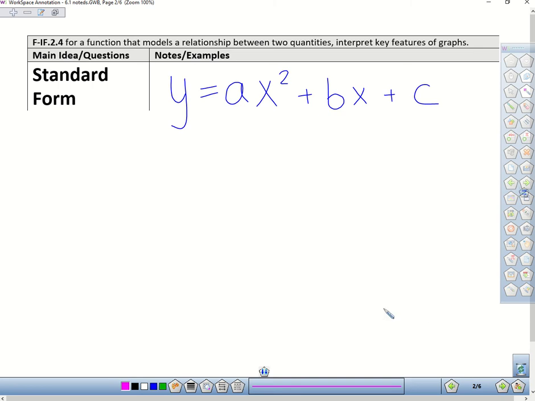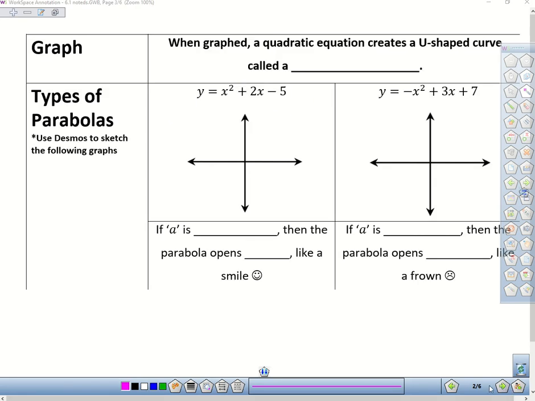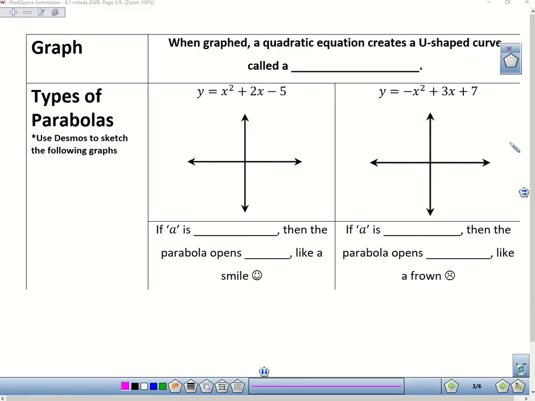You remember looking that up for the last worksheet we did? Continuing on. Alright, so when graphed, a quadratic equation creates a U-shaped curve called a parabola.